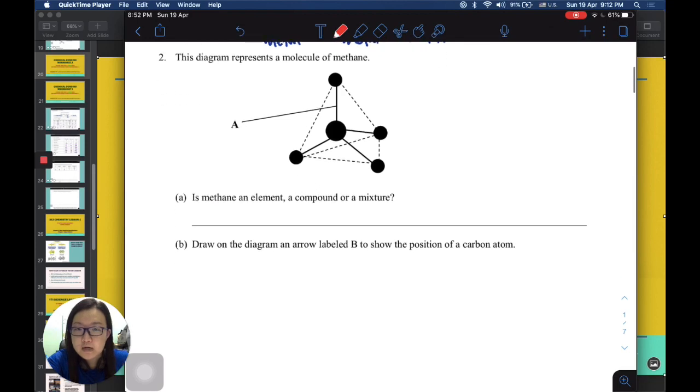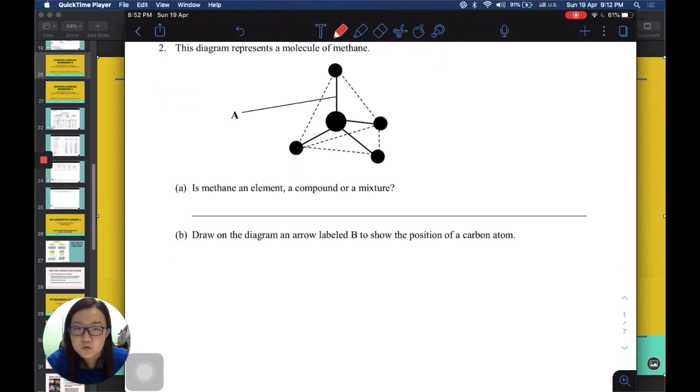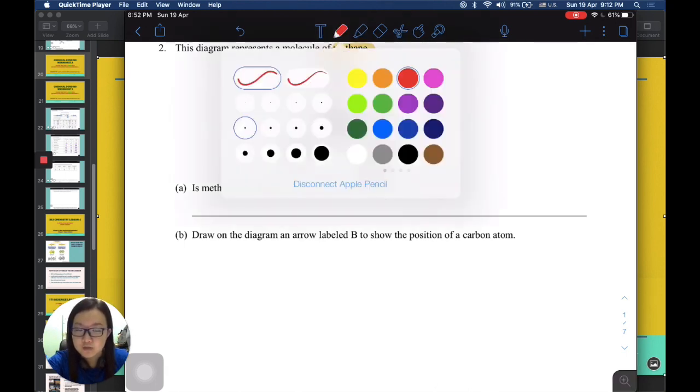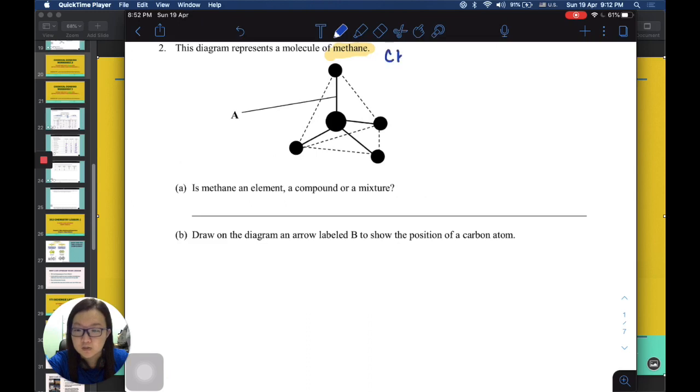You are given a diagram that represents a molecule of methane. At this point, you should already know what is the chemical formula of methane, right? We have seen this in our earlier chapter. So methane is CH4. When we go to Sec 4 and we learn organic chemistry, methane will be something that's very familiar to you by then.